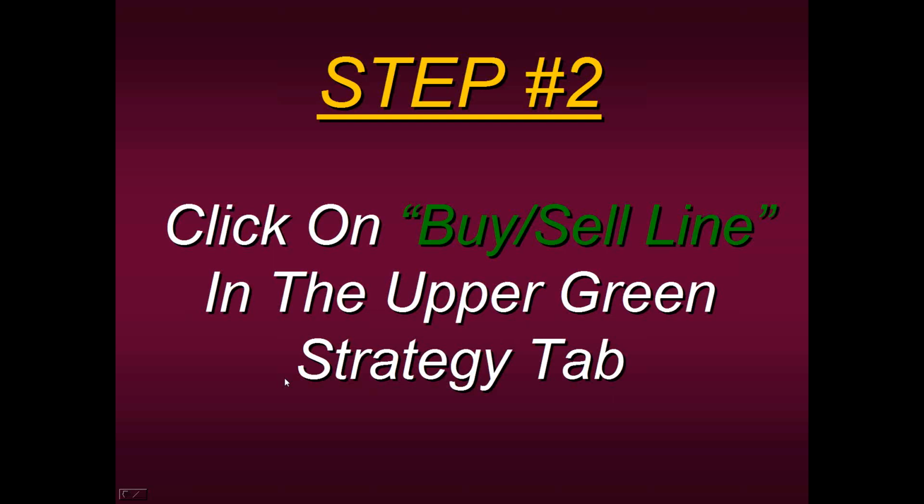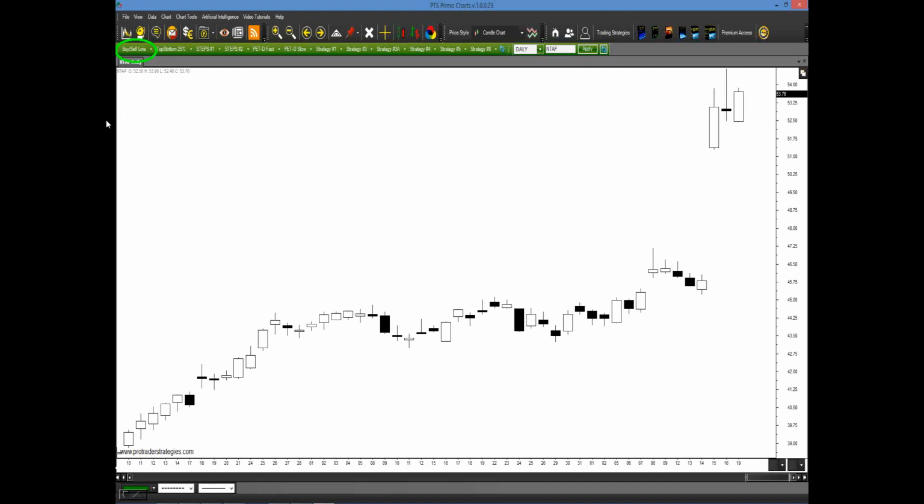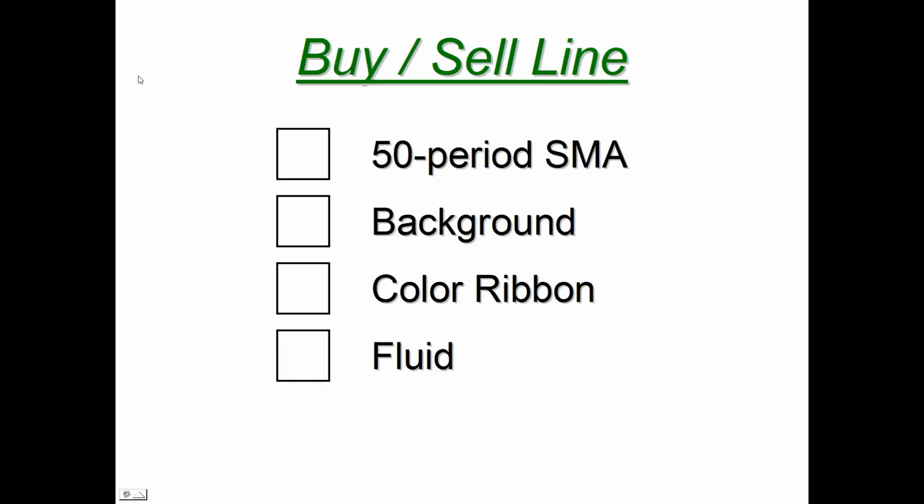Click on the buy-sell line in the upper green strategy tab. This is why you'll see why we call it the buy-sell line. On our platform, we put it specifically at the left-hand portion for you to begin, so you can go down the line here. But this is the most important tool we have, the buy-sell line, because it determines the overall trend and whether you should be buying or selling. Now, the buy-sell line, once again, is just the 50-period moving average.